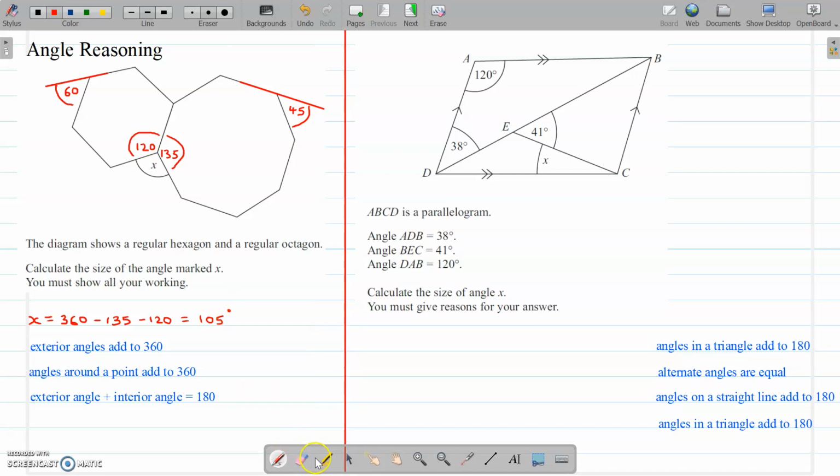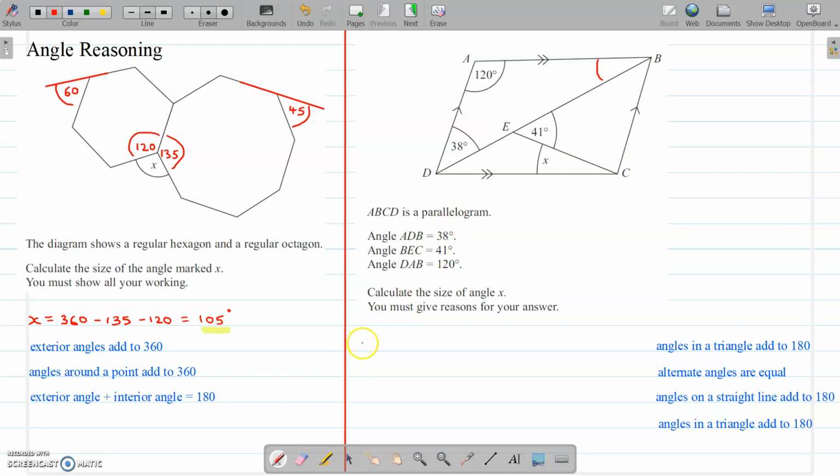Okay, and that's a good answer to that with all the working shown and the reasons provided at the end here. Okay, next question. Several things to do before we can get to x. Let's start by working out this angle here. Okay, and that angle is in a triangle with the other 2 angles given.